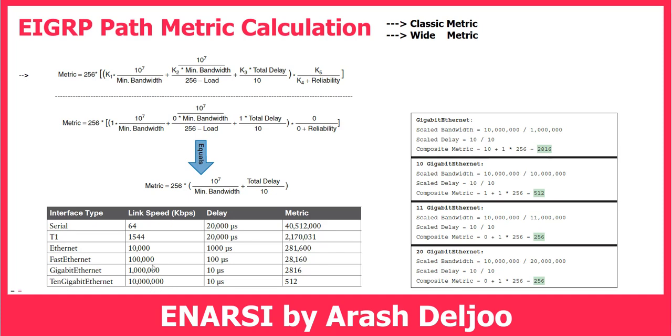Okay. Until now, we know that we have different types of interfaces with different bandwidths in one router and in one network. Now let me calculate for these types, for example, the first one. You know that for the metric calculation of EIGRP in classic metric, we are using this formula, and with the default values of K1, K2, K3, K4 and K5, this formula is converted to this metric.